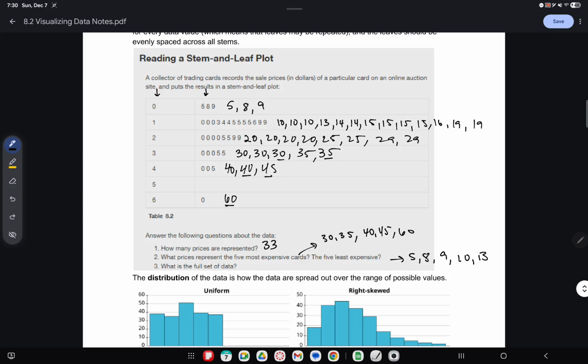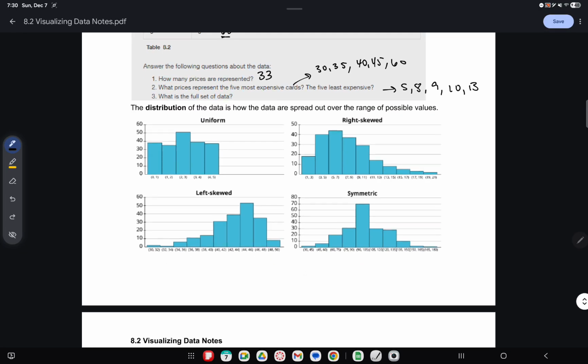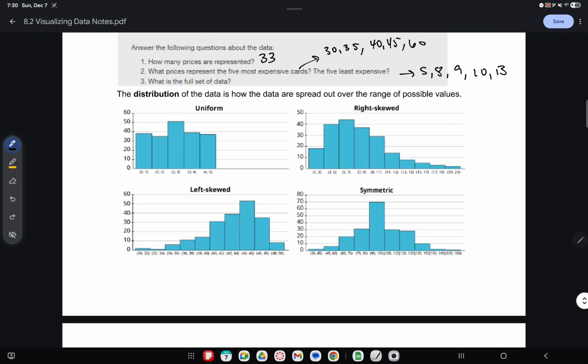And what is the full data set? I have just listed all of it out already. Alright, when the bars touch like this, it's usually called a histogram.